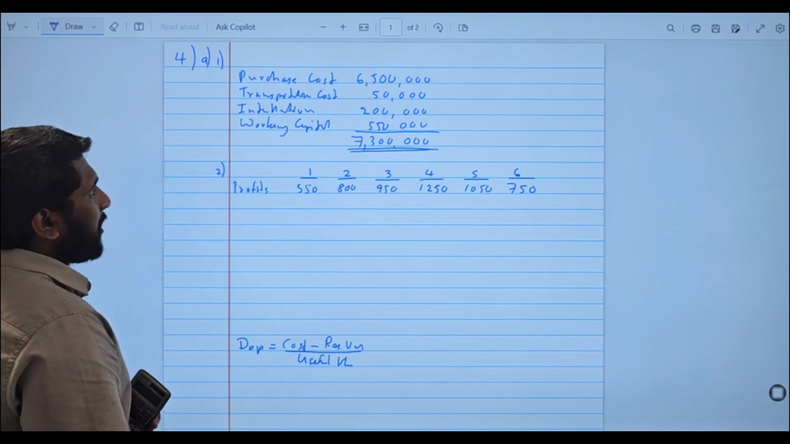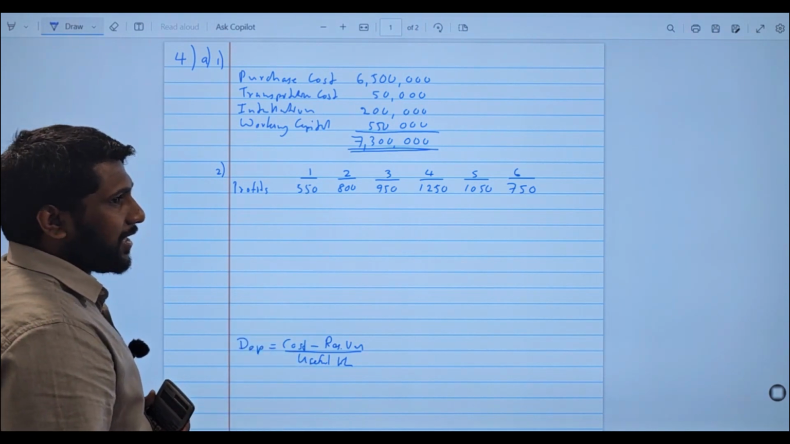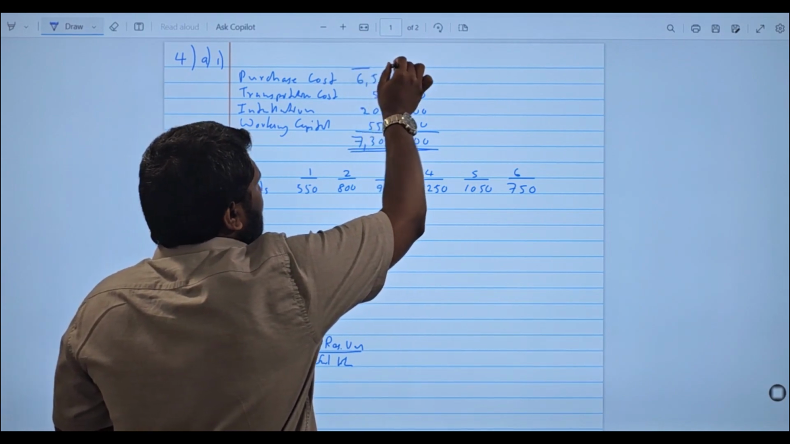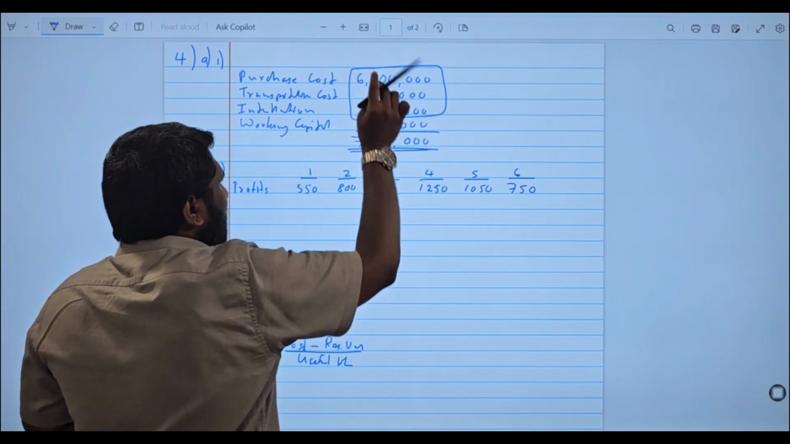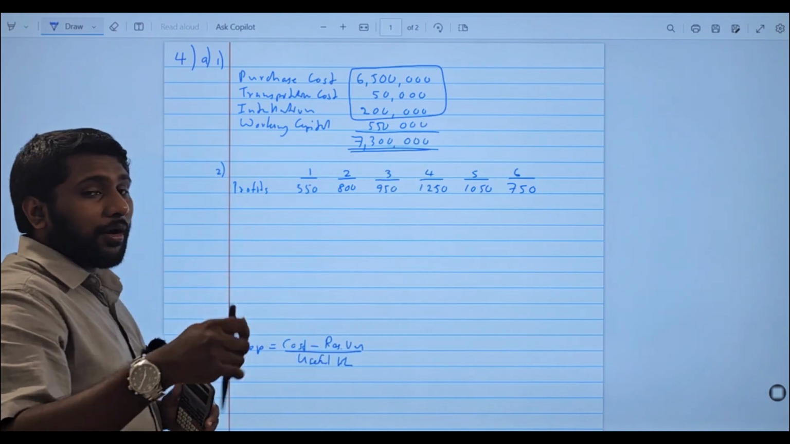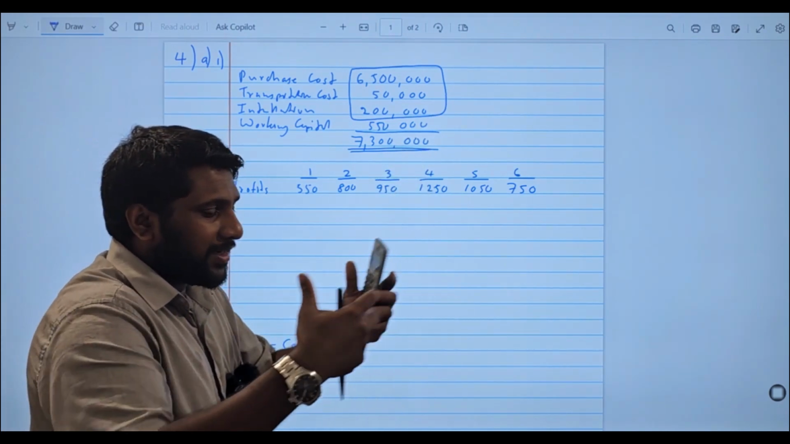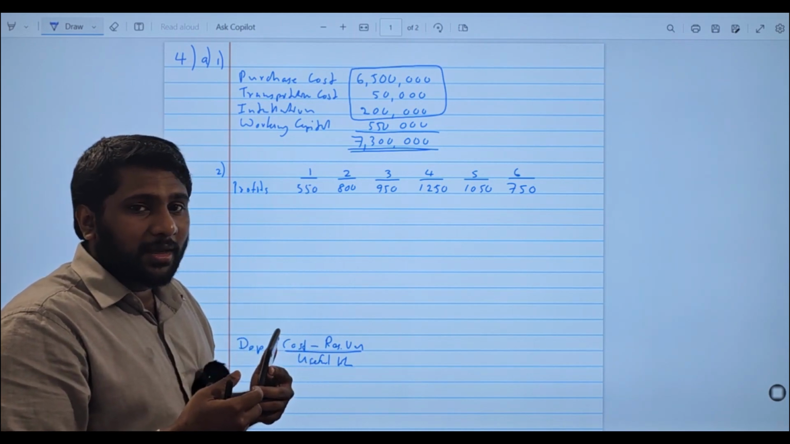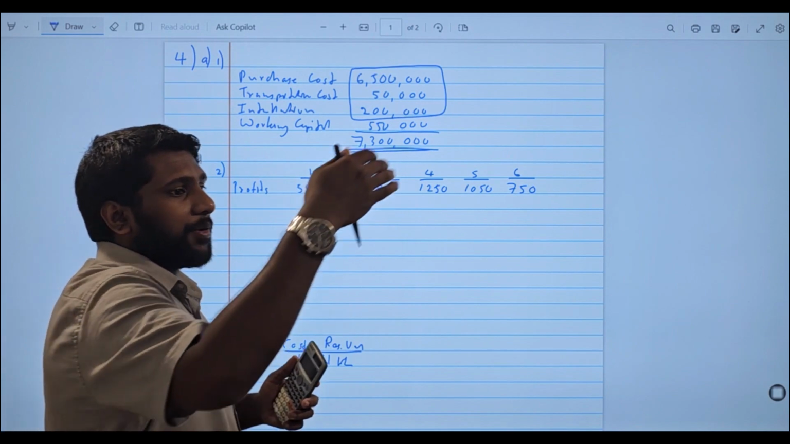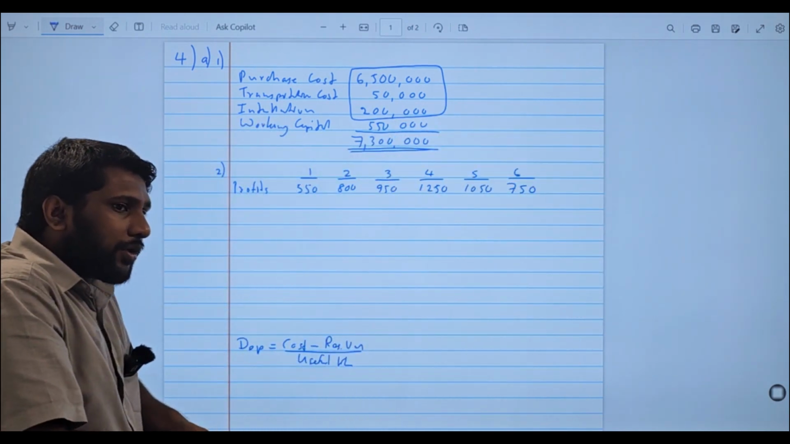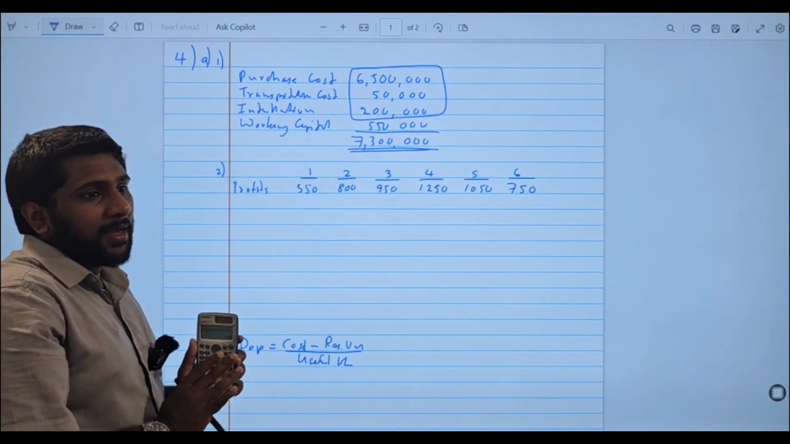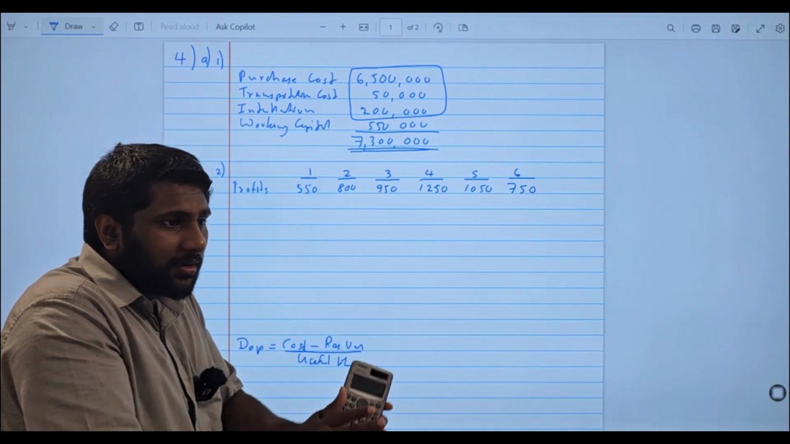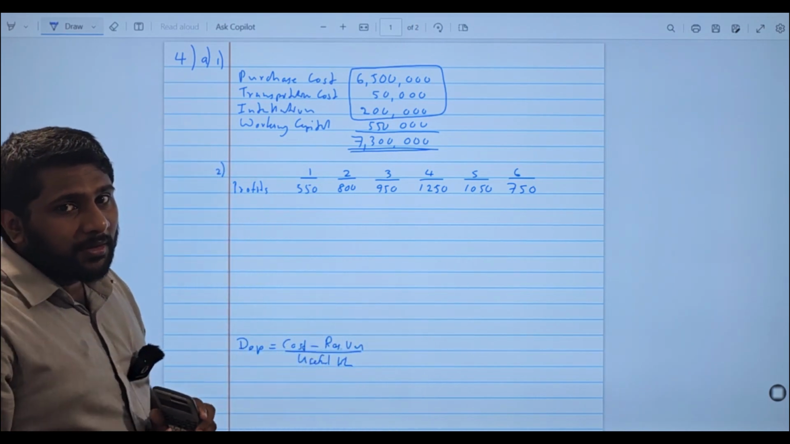So the cost of this particular asset is how much? What you have to understand in this particular question, the cost of the asset is this amount. Working capital is for the operational work. When you are purchasing the asset, you have to consider all the costs that you will have to incur from purchasing the asset and taking it to your business operational place. Until you install the machine, all the cost you have to consider for the cost of the asset.